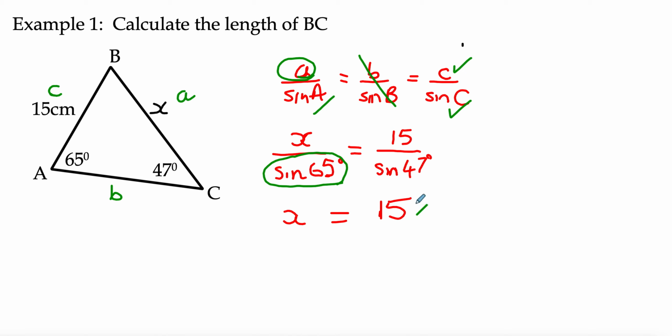times sine 65, because we're bringing this up from the bottom of the fraction. Sorry, my pen's a little bit funny here, so just bear with me. All over the sine of 47 degrees. Okay, and at that point only do we reach for a calculator. So it says here x is equal to, and we take my calculator, 15 multiplied by the sine of 65. Just watch to close any brackets on your calculator, divided by the sine of 47, and you should get 18.588.